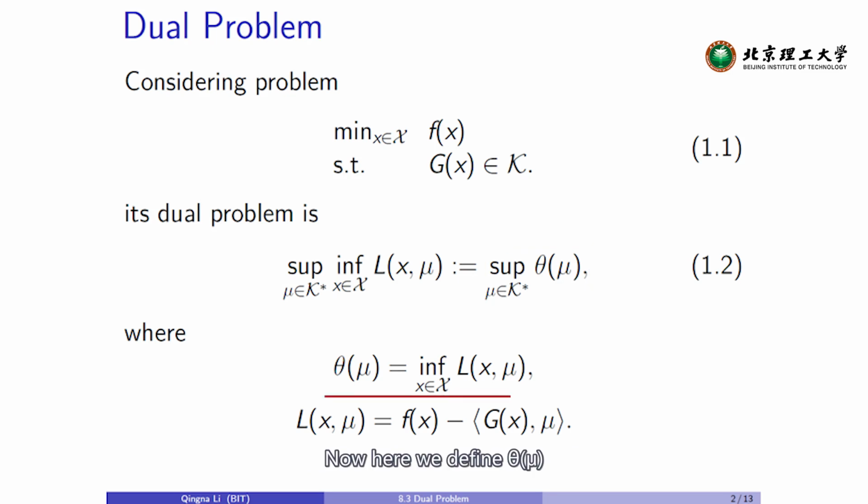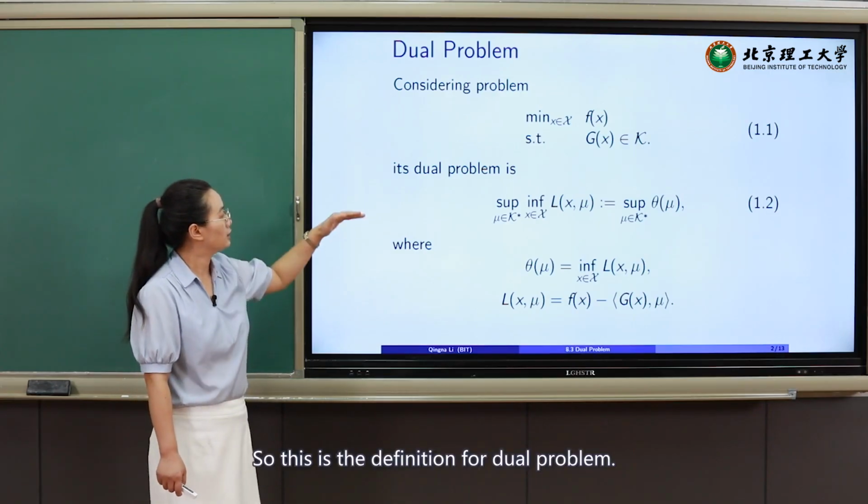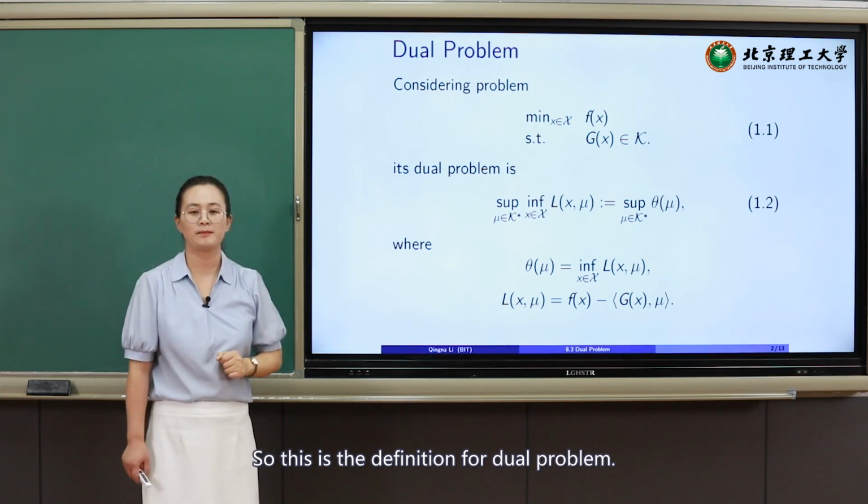Here we define theta(mu) to be the infimum of the Lagrange function with respect to the primal variable x. And the Lagrange function is defined as the objective function minus the inner product of g(x) with mu. So this is the definition of the dual problem.